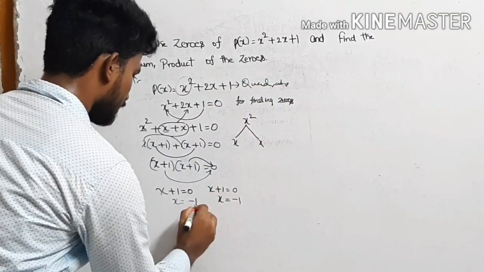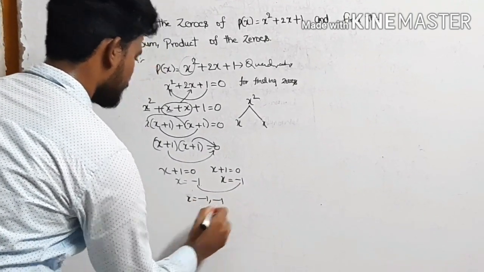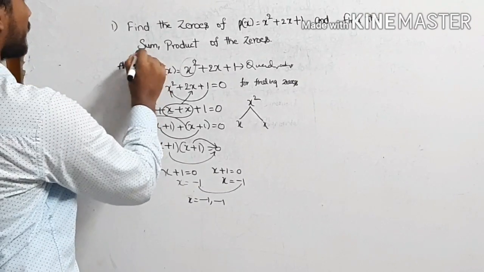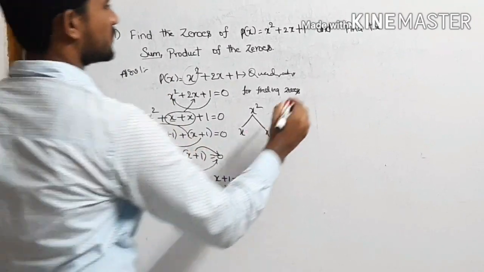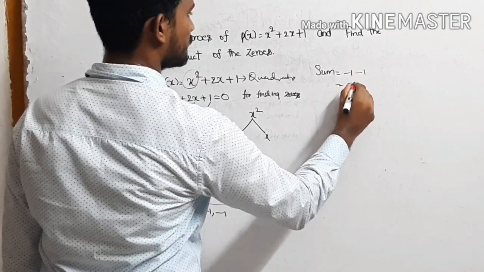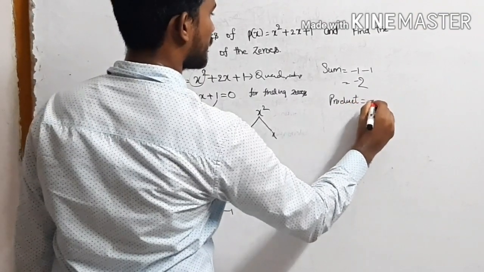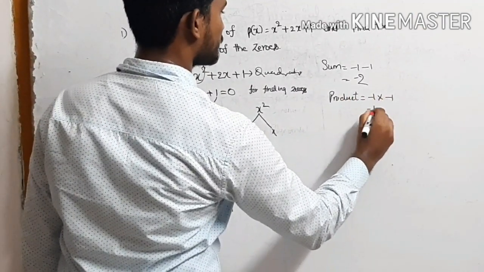So we have two roots, that is minus 1 and minus 1. X equals minus 1 and minus 1. We want to find the sum of the zeros. Sum equals minus 1 minus 1, which equals minus 2. Product equals minus 1 into minus 1, that is 1.